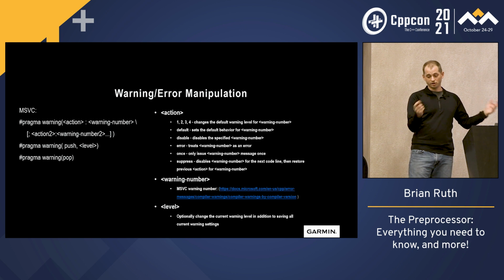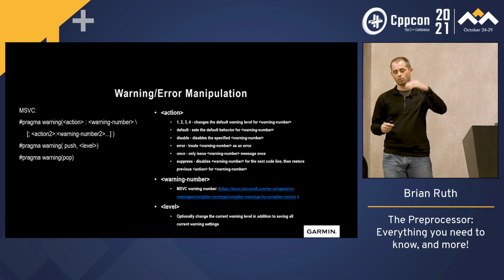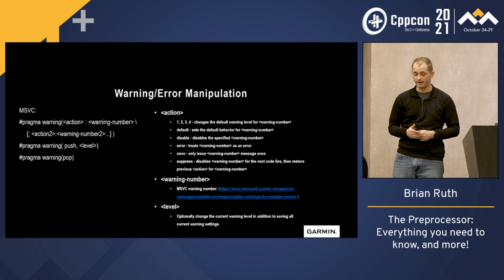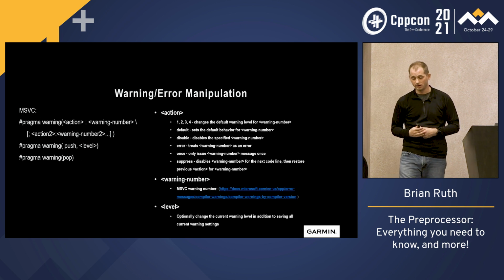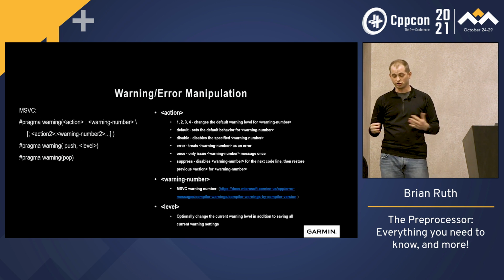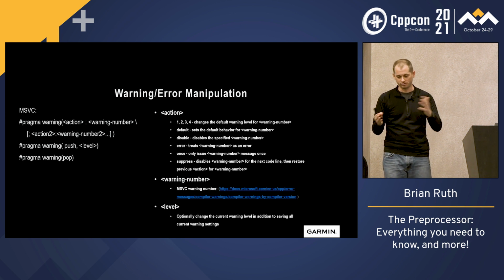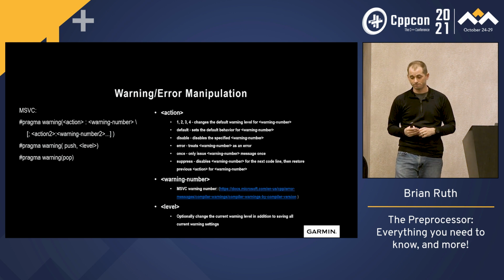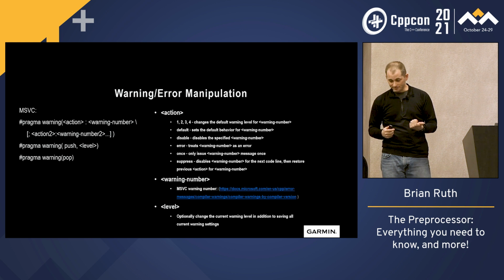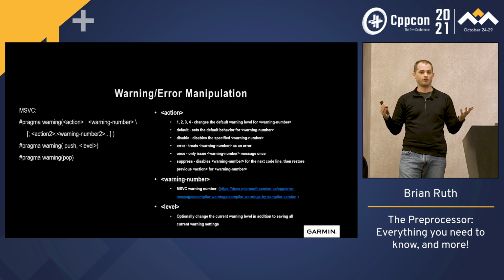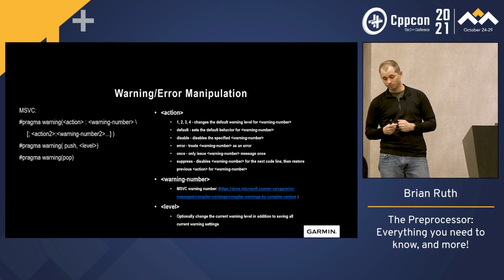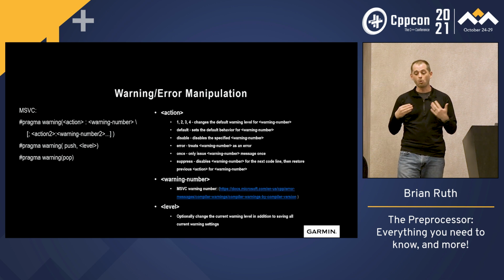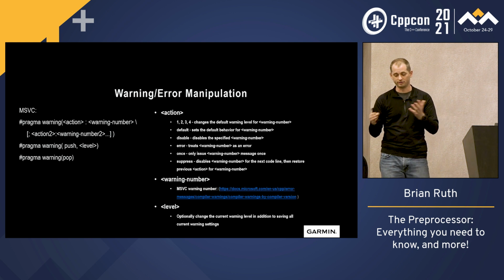For MSVC, it's a little bit different. MSVC has multiple warning levels that you can introduce. So it's got 1, 2, 3, 4, 4 being the most pedantic, 1 being the most permissive. That's going to change your current warning level for the section of code you're working with. Default is going to set whatever the default behavior was, whatever you had it set to by the compiler itself. Disable is going to actually disable a particular warning number. MSVC has the different warning numbers that you can enable and disable.